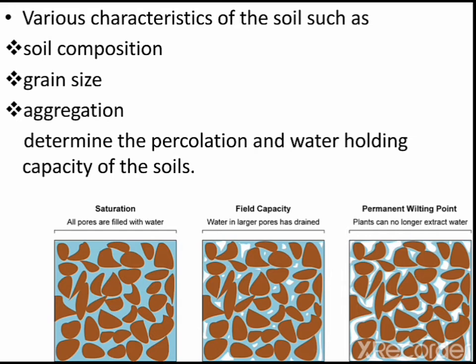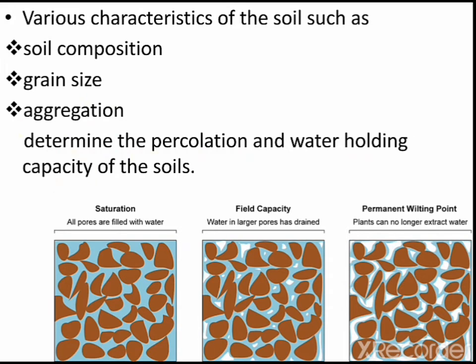Now the characteristics of soil, like the soil composition, grain size, as well as aggregation, they determine the percolation, also known as the water holding capacity of the soils. Percolation means the water is moving through the layers of the soil. This is known as percolation. And water holding capacity means the soil is able to hold a maximum amount of water.